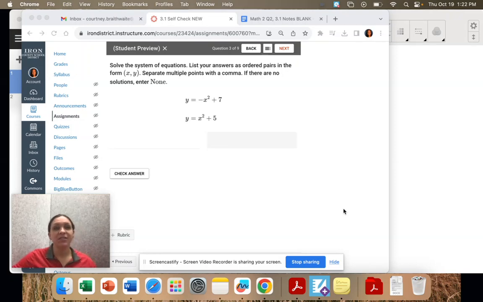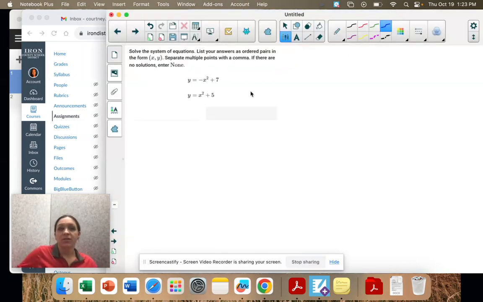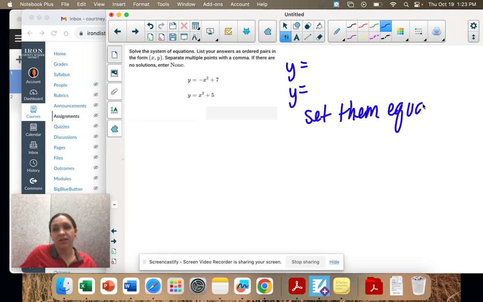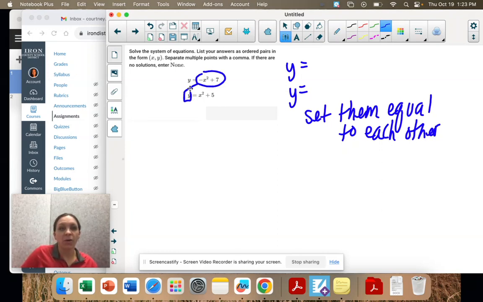Number 3, solve the system of equations. List your answers in ordered pairs in the form x, y, and separate multiple points with a comma. So we have 2 equations that are y equal. That means we're going to set them equal to each other and solve. So we're substituting what y equals in for y.